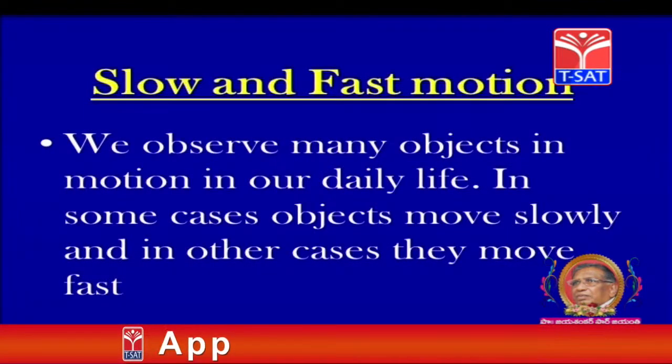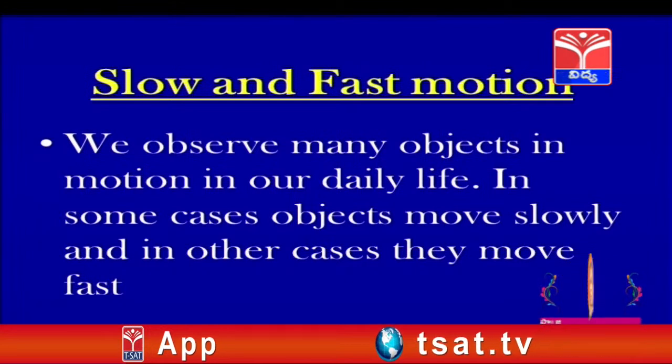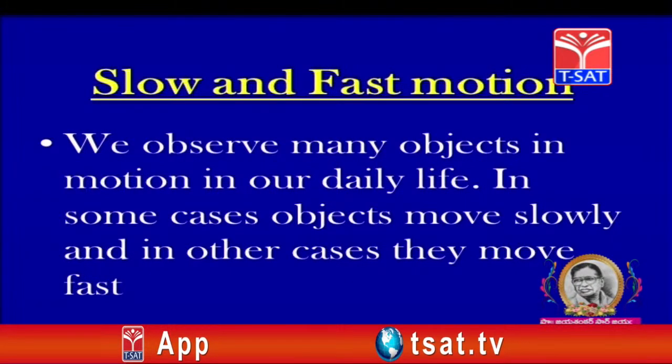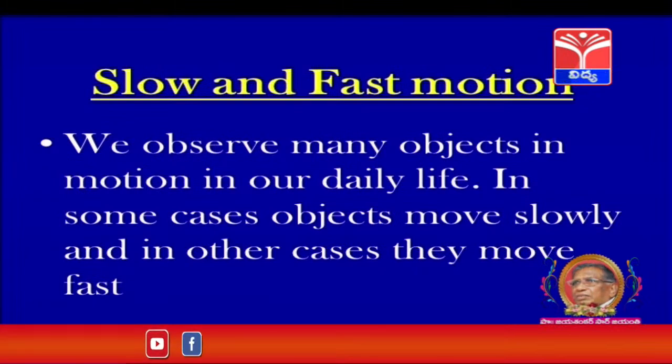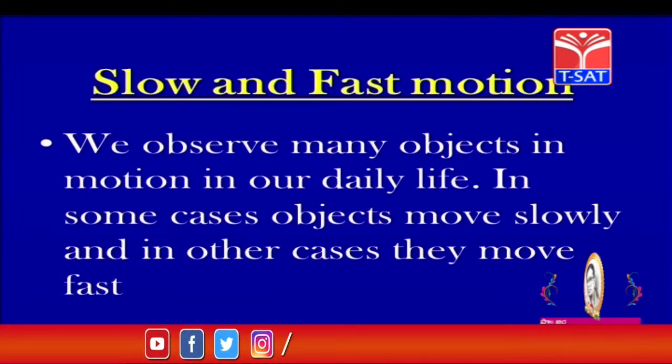So, let us learn more about the motion. The motion can be also divided into slow and fast motion. We observe many objects in motion in our daily life. In some cases, objects move slowly and in other cases, they move fast. For example, a man is running and another man is walking. Who is slow and who is fast? Here, the man who is running is fast, whereas the person who is walking is slow.